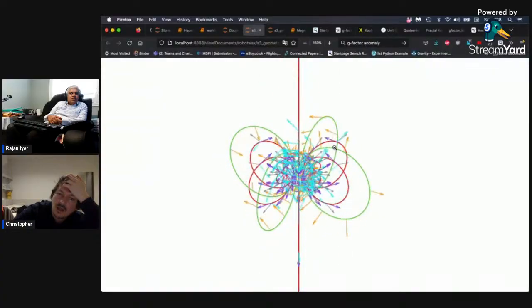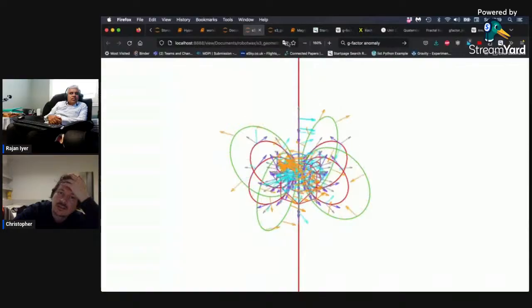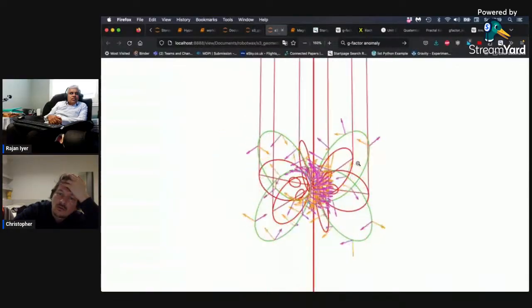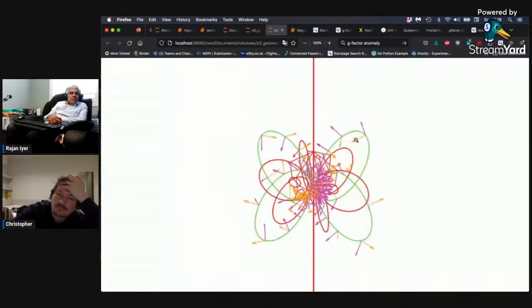And then this cyan one that's winding around is the electric one. So if you look here, that is equivalent to the orange one.